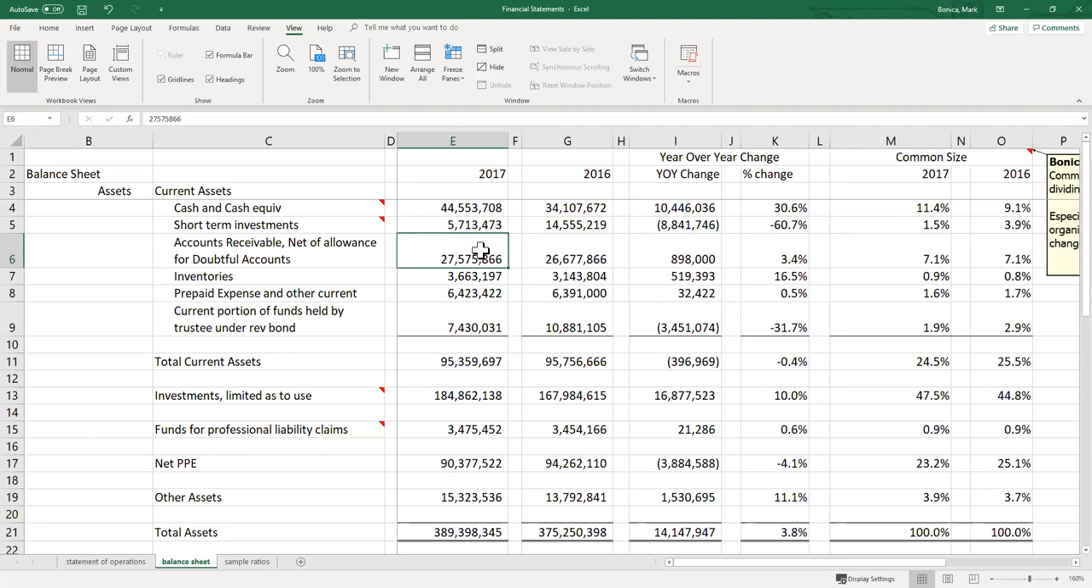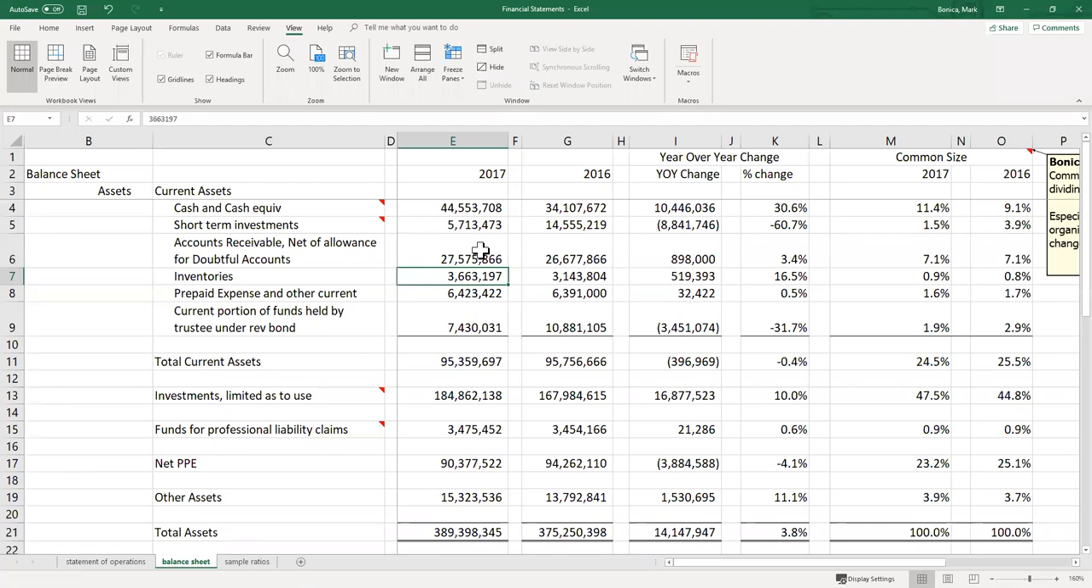So it's a current asset because it's continuously being paid off. Typically, you're going to have days in accounts receivable of something like 45 days. So the average amount of time that an accounts receivable lives in your organization is somewhere around there.